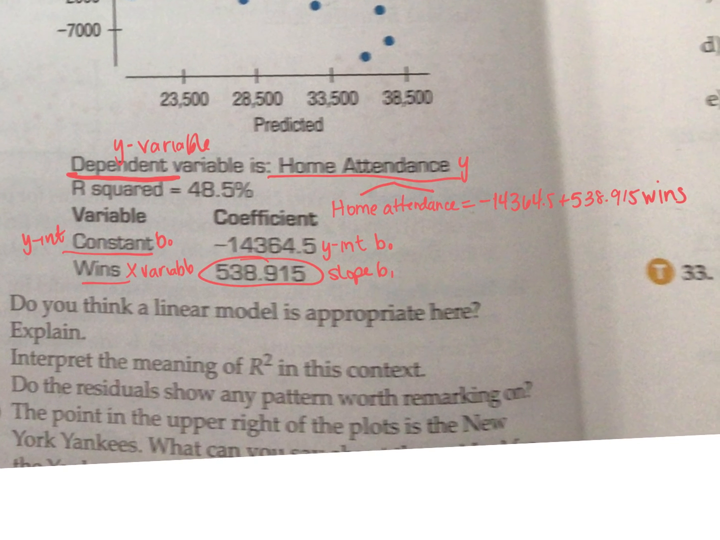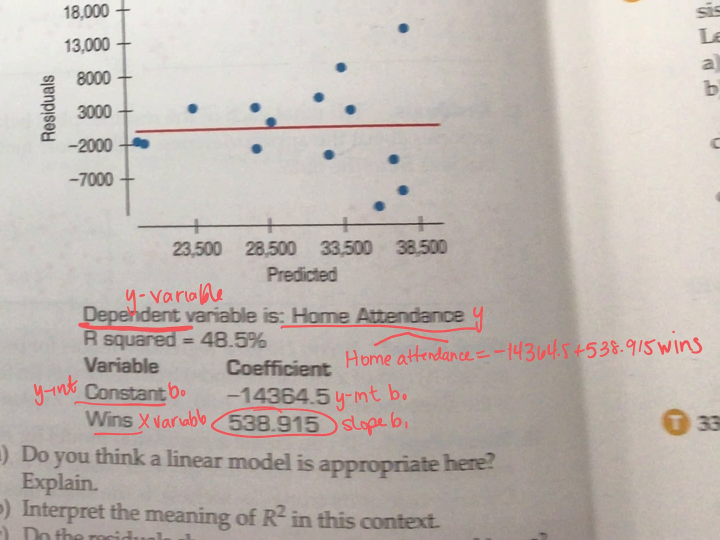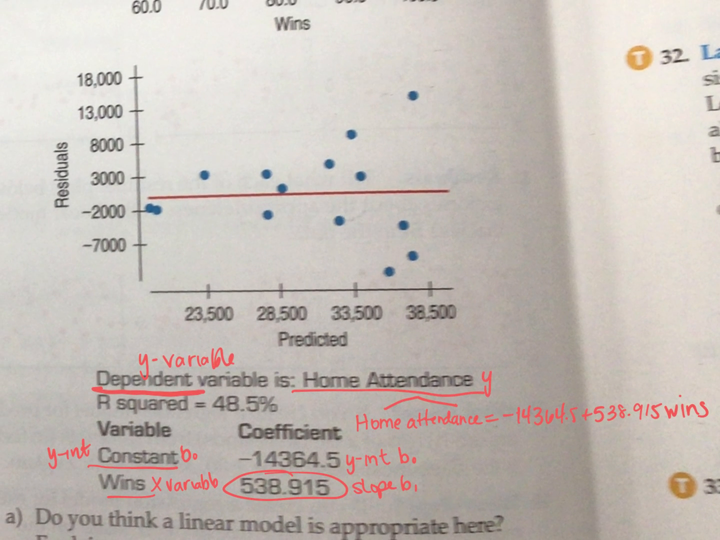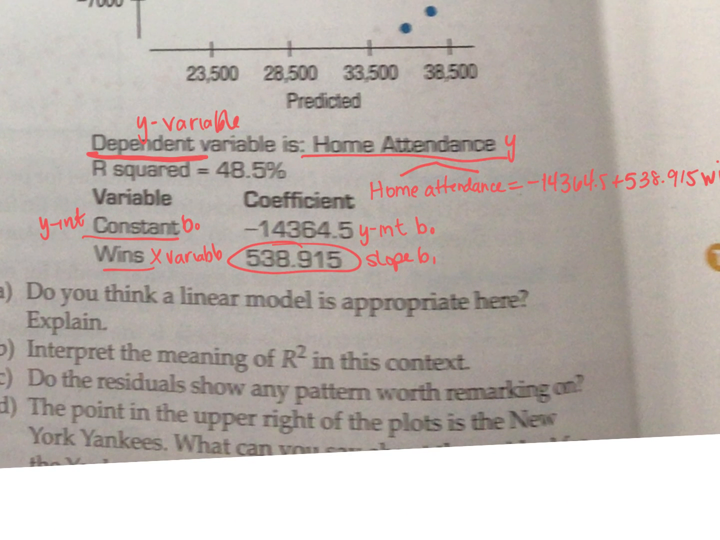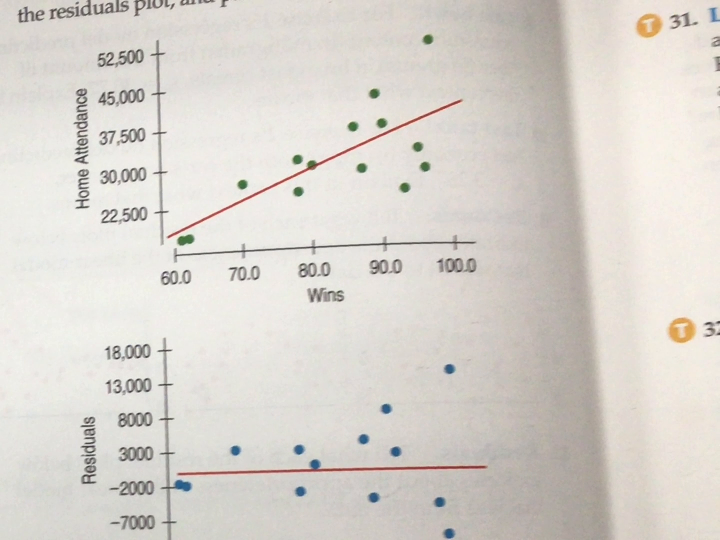Some of the questions it's asking is, do the residuals show any pattern worth remarking on? Well, yeah, we do see the inconsistent spread here. That makes us think that maybe the linear model is not appropriate. Based on the scatter plot, it looks straight enough. Then it asks, the point in the upper right of the plot is the New York Yankees. What can we say about the residual? This point here is the Yankees. What can we say about that residual?